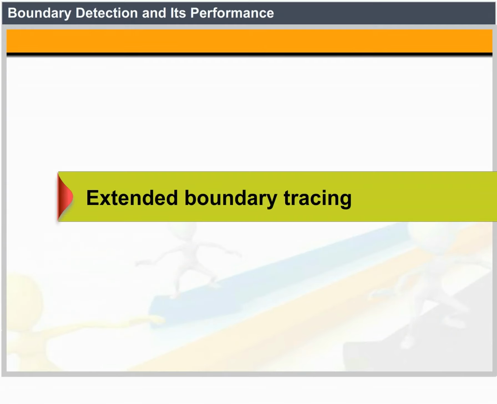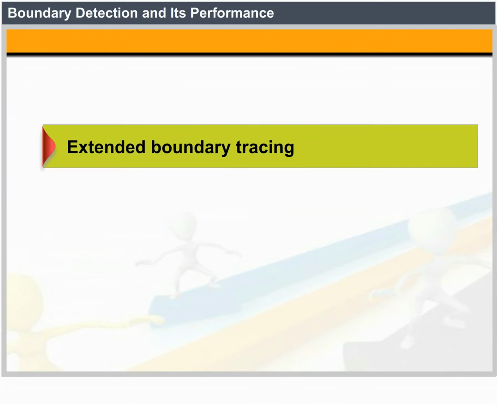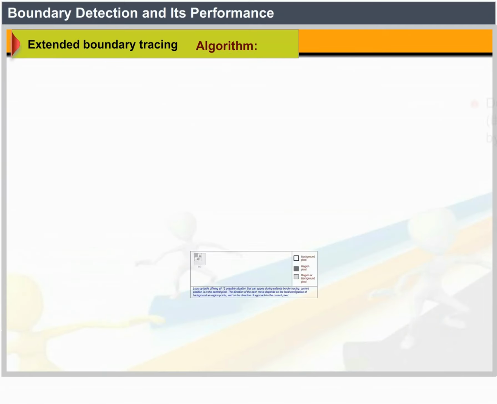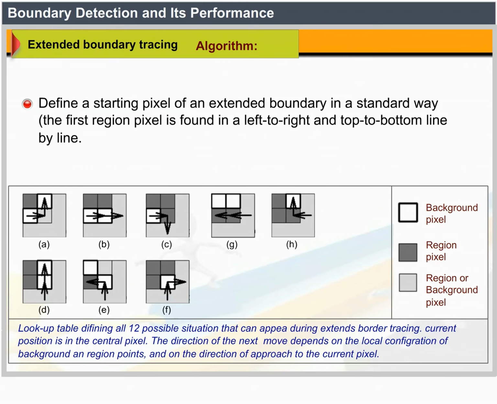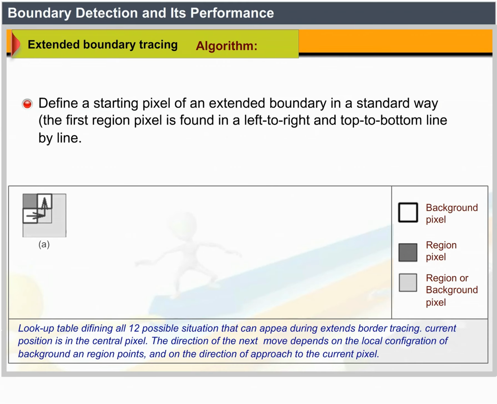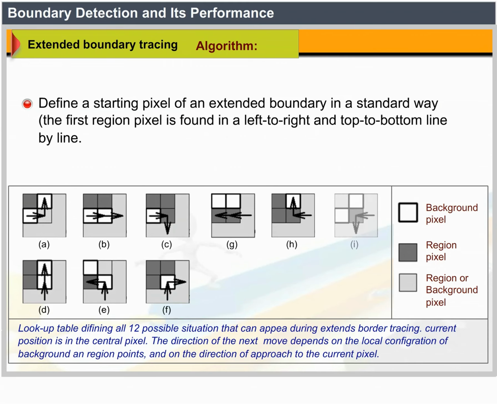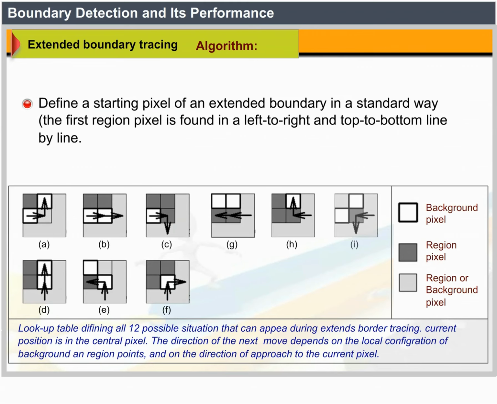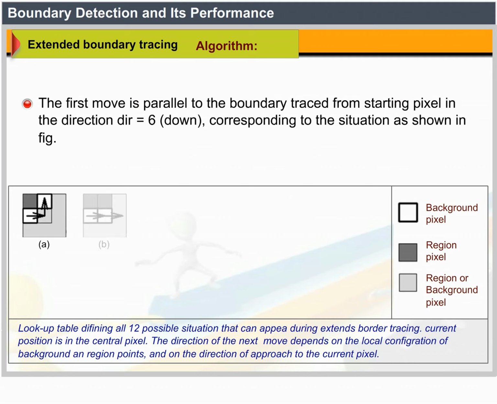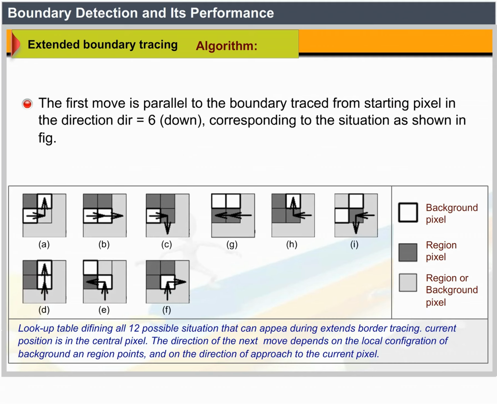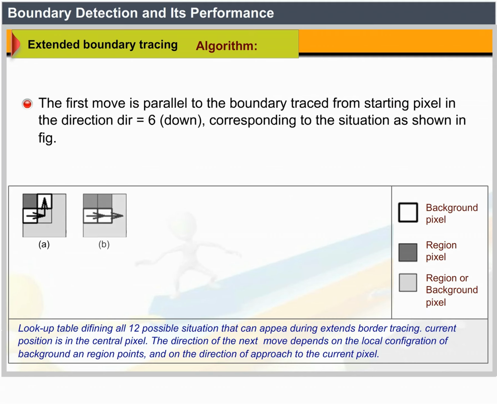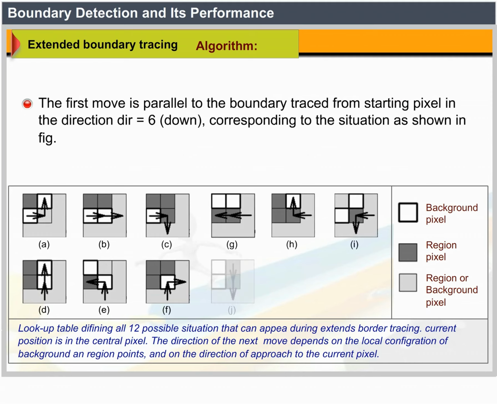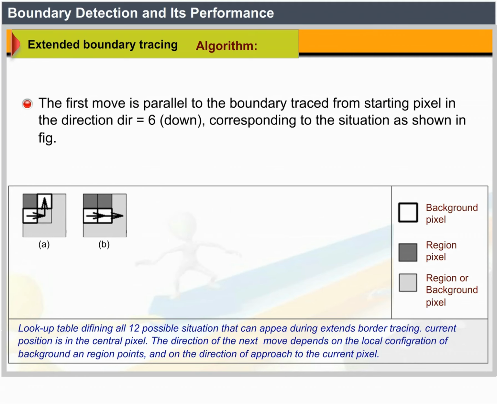Extended boundary tracing algorithm. Define a starting pixel of an extended boundary in a standard way. The first region pixel is found in a left to right and top to bottom line by line search. The first move along the boundary traced from the starting pixel is in the direction dir equals 6, down, corresponding to the situation as shown in the figure.